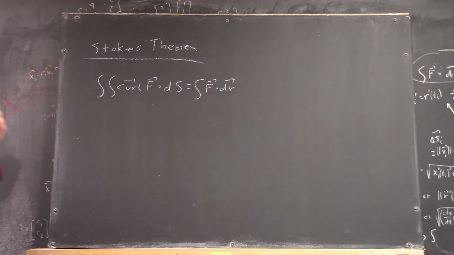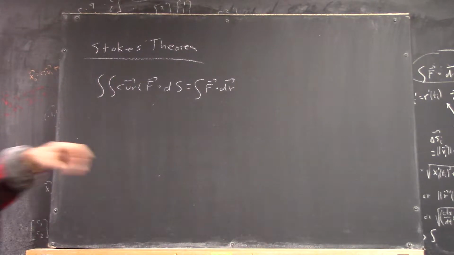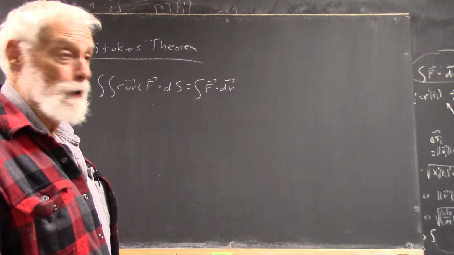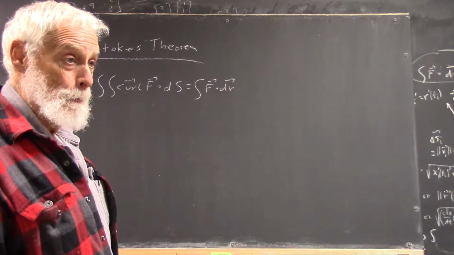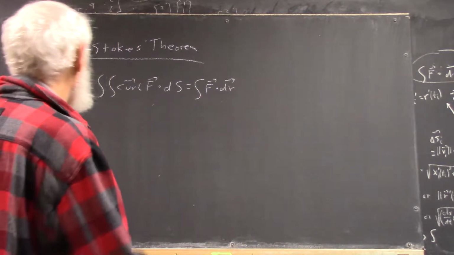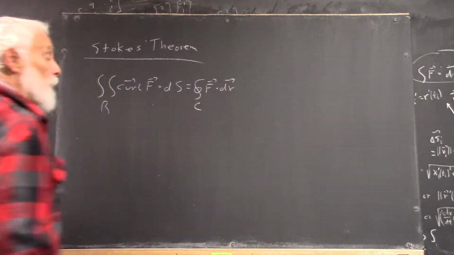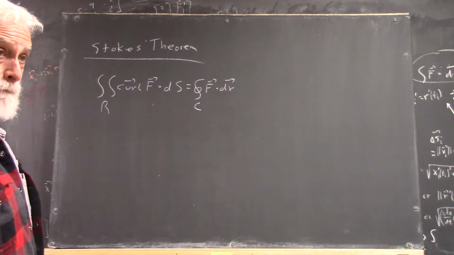I actually checked your book's notation before I came in. I like to use dr. Sometimes I'll use ds, but I'll stick with dr. It means the same thing. Okay? And this is over the region, and this is over a closed curve bounding the region. Okay?